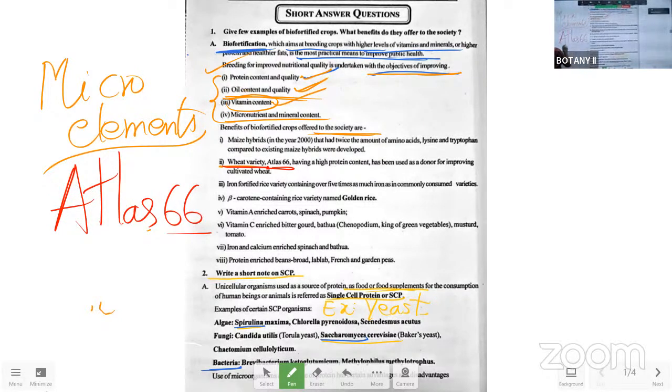Atlas 66 is one of the wheat varieties which has high protein content and which is improving the cultivation. Okay. So in the wheat variety, what we have to write is benefits of biofortification: the Atlas 66 wheat variety, which has high protein content and fibers in them. What we need in wheat, these two.